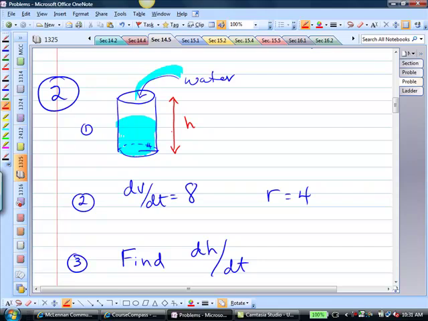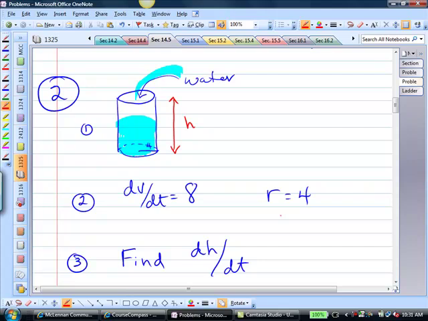So it's the volume of a cylinder. So dV dt is 8. We're given that. Well, the volume's not 8. It's changing at a rate of 8 cubic feet per minute. We're also given that the r is 4. Does that ever change? No. The radius of this cylinder is 4 forever. It doesn't change. So that's a given piece of information.